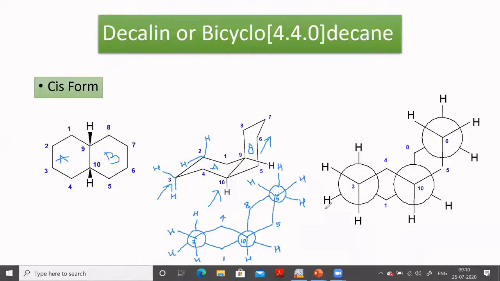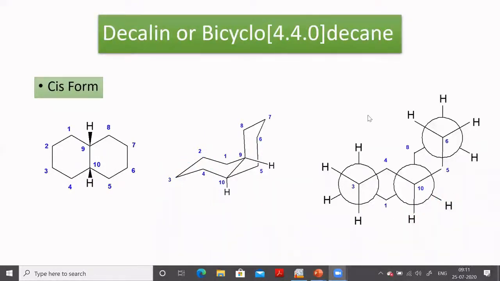Okay, now look in this Newman projection, the proton on the 9th and 10th. See, this is the 9th's proton, this one, and this is the 10th's proton. Are they on the same side? Yes, cis form. That's why we call it a cis form. Okay, now let's go to the next part.